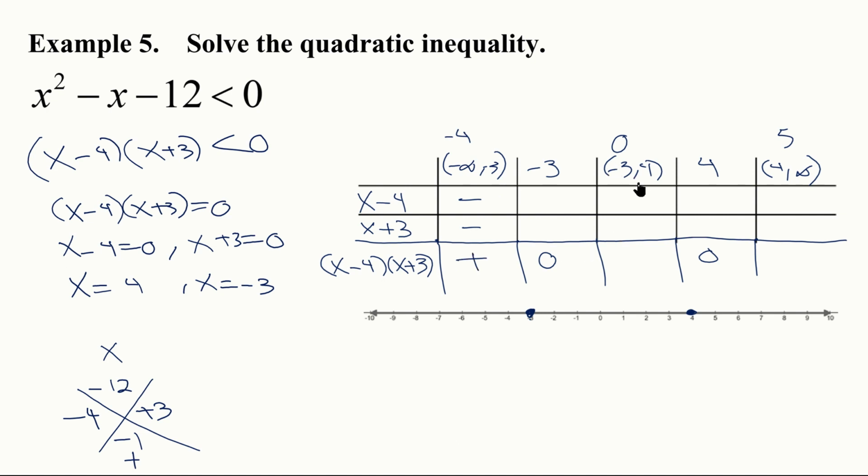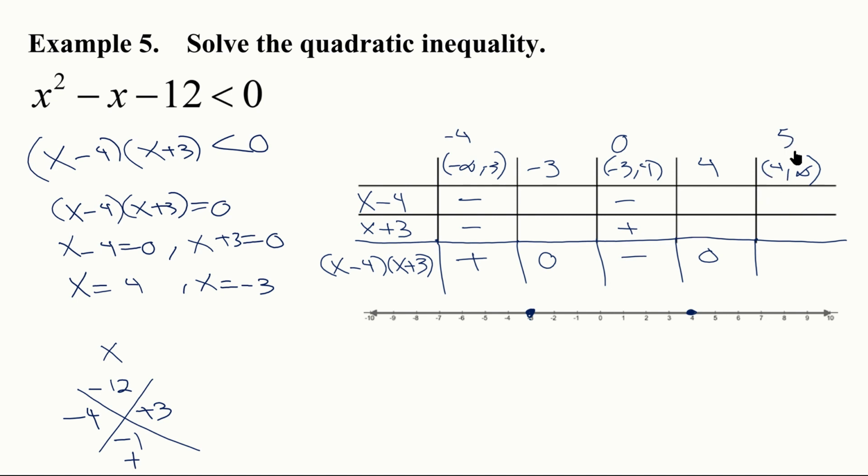Now we move on to this region. So we're going to plug in our sample point from that region, which is 0. 0 minus 4, that's negative 4, so it's negative. 0 plus 3, that's 3, so it's positive. Now, the product is going to be negative times positive, which is negative, right? Now, at 4, again, we're not going to be wasting time because we know the product is going to be 0 at 4 because this factor becomes 0, so the whole thing becomes 0.